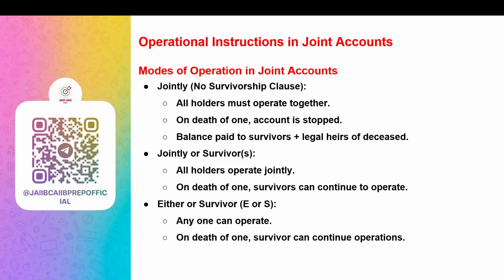Jointly or survivor: all holders must operate it together, and if someone dies, the remaining people can continue to operate. For example, if A, B, and C opened a joint account with jointly or survivor mode, and if C dies, A and B can still use the account. Either or survivor: jointly or survivor is for three or more depositors. Either or survivor is the same, but it is for two or more people, and in this, anyone can operate. If one dies, the survivor needs to get a fresh mandate to continue operations.